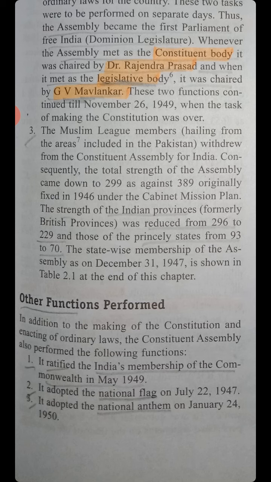The strength of the Union provinces, that is formerly British provinces, was reduced from 296 to 229, and those of the princely states from 93 to 70. The state-wise membership of the assembly as on December 31, 1947 is shown in the table 2.1.